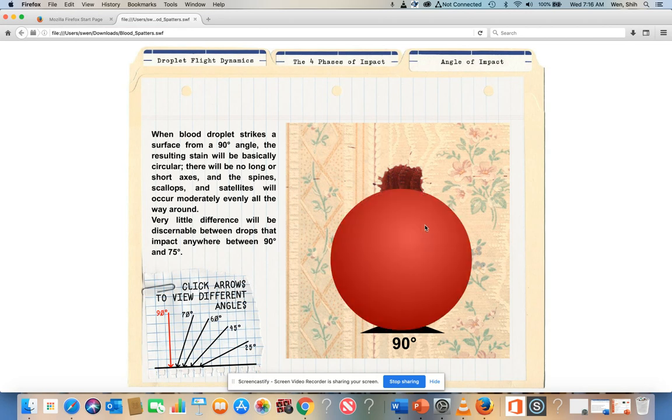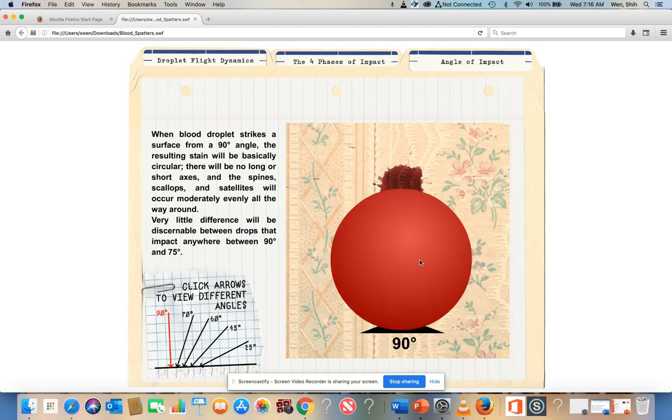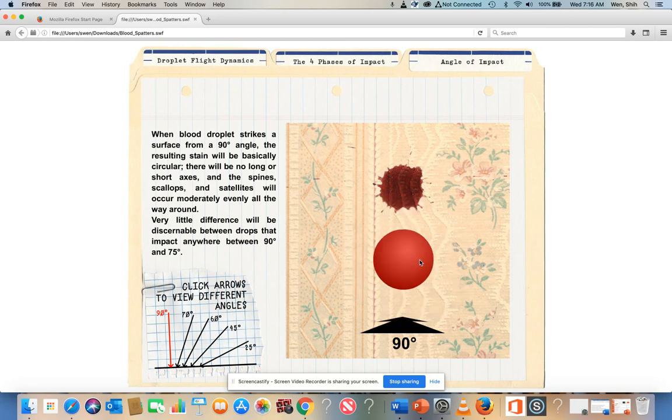Now, this is your first angle, and obviously it's the largest angle. So it's at a 90-degree angle, so it's straight down. And what you would see is that there's not a lot of irregularities that are occurring with this blood droplet. So you definitely see some structures that form. These are your spines that are forming here, and it forms a kind of a crown-like shape.